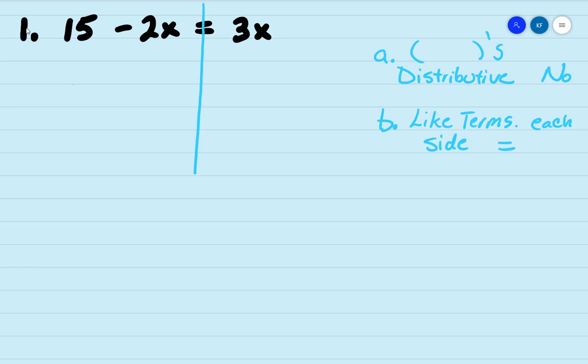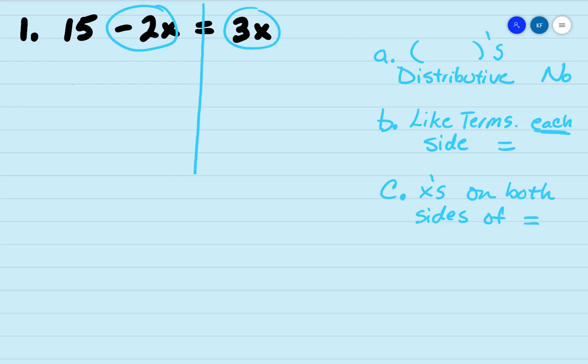So what's next? It's the new concept, which is we want to combine the x's. So do you have x's on both sides of the equal sign? So this one was each side, meaning one side and another side. Now what we want to do, the difference is, we want to combine these x's together across the equal sign. So that's what we're trying to do.